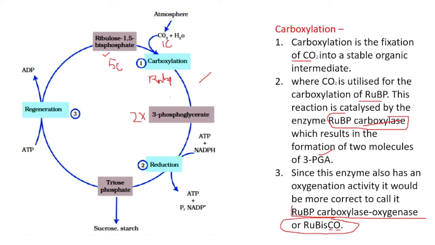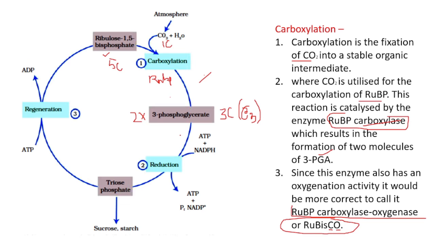Okay. Now 2 molecules of 3-phosphoglycerate are formed by the fixation of RuBP. Because this is a 3 carbon compound, that's why we call this cycle the C3 cycle. Okay, we call this the C3 cycle.